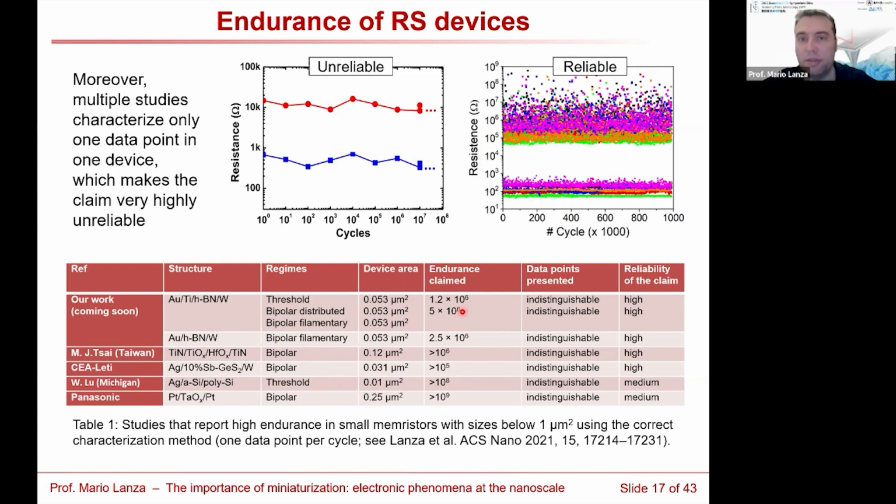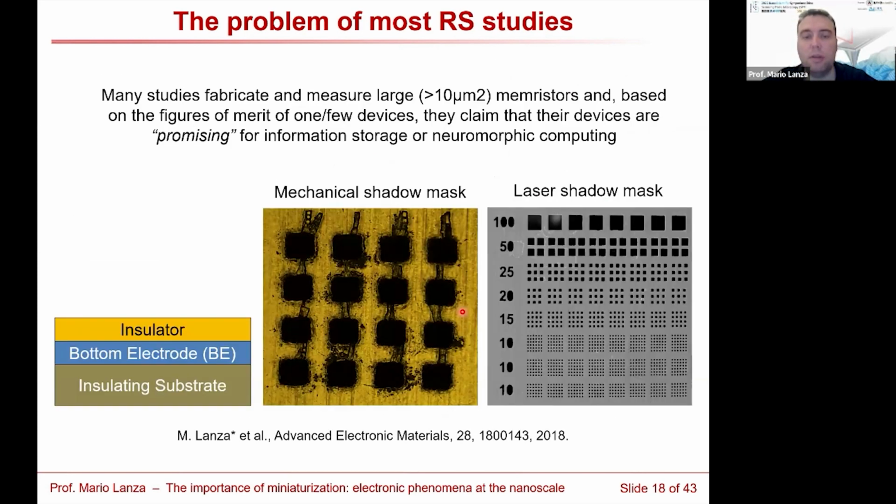Here is the big difference. So let me show you what is the difference, okay? So you can see it a little bit more clear. So many studies, as I mentioned, have measured large memristors, and they think the performance is very promising for information storage or neuromorphic computing, but again, the size was too big. They didn't demonstrate it at the nanoscale.